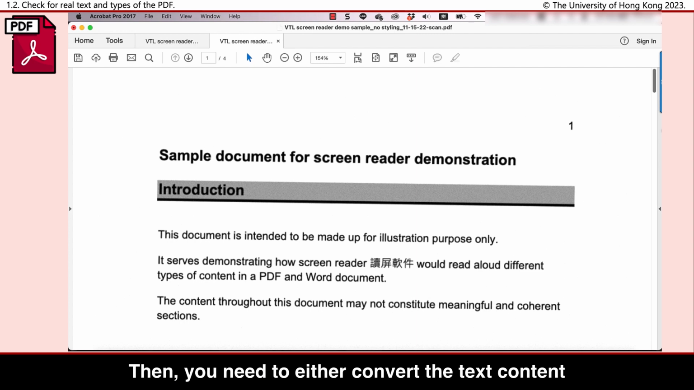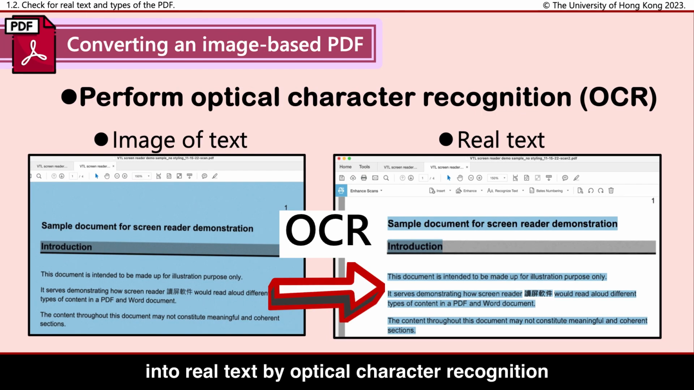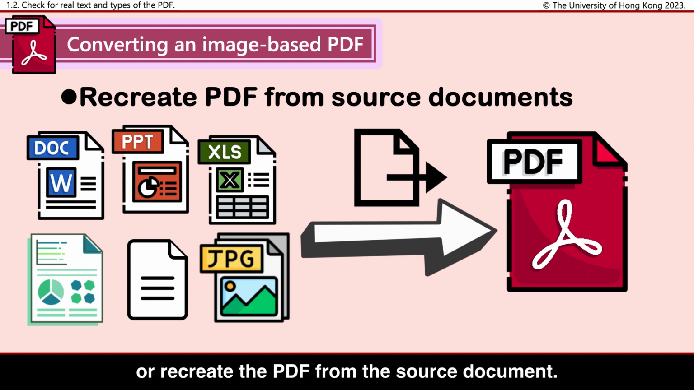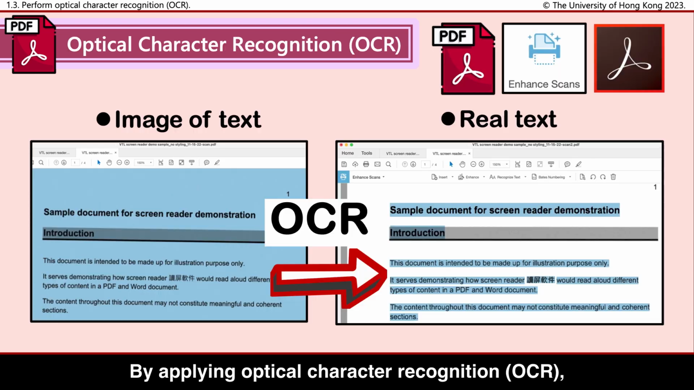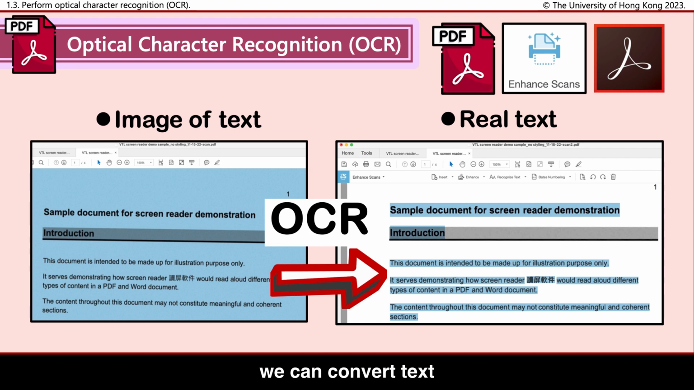Then, you need to either convert the text content into real text by optical character recognition, or recreate the PDF from the source document. Perform optical character recognition, OCR. By applying optical character recognition, OCR, we can convert text in a scanned image into searchable text.